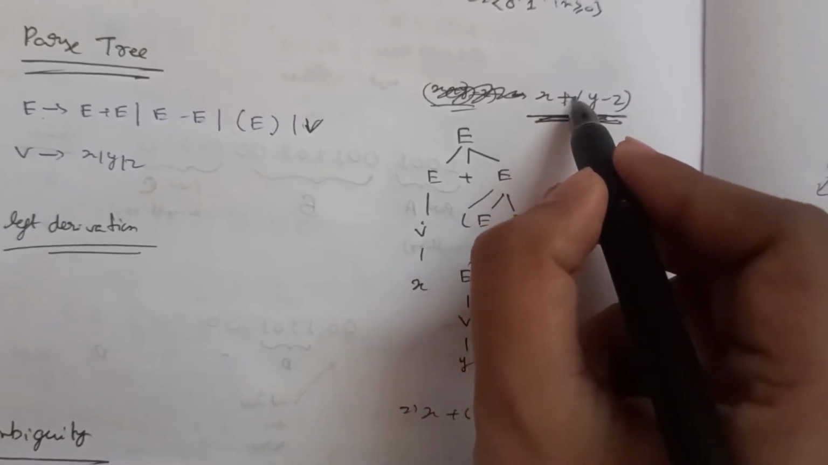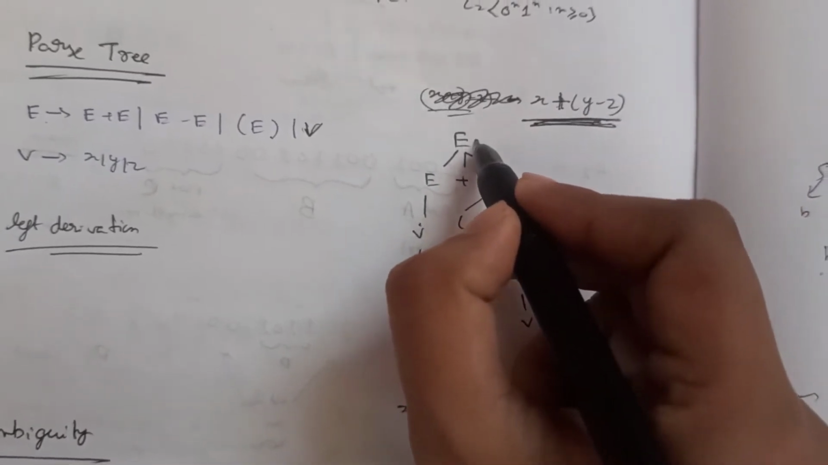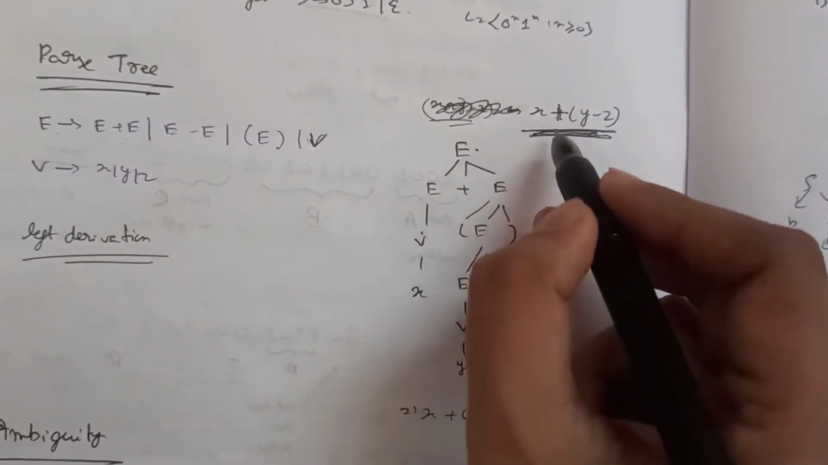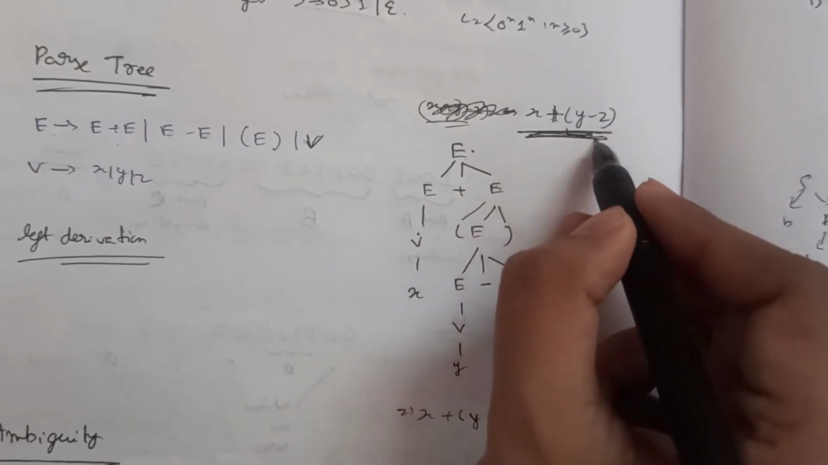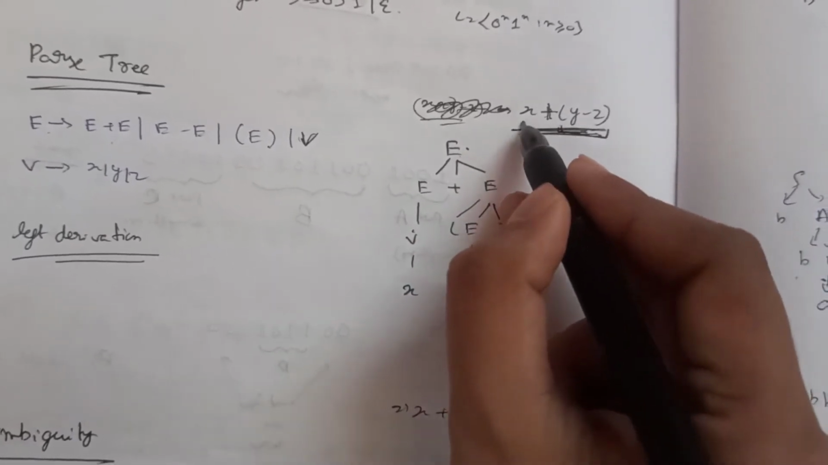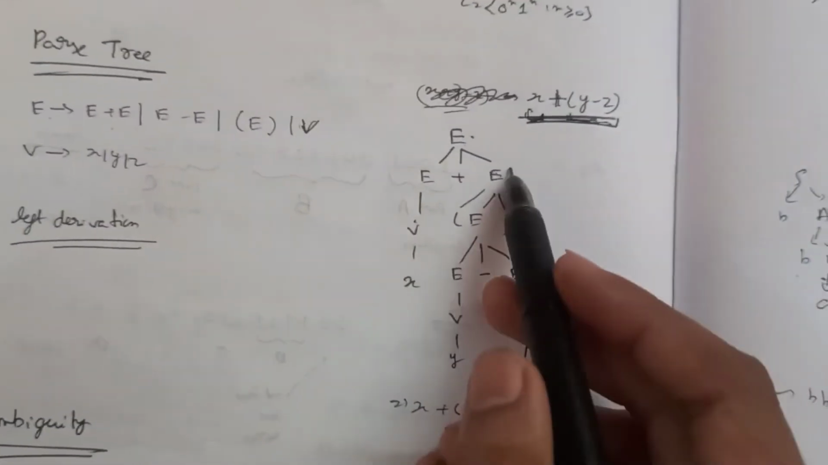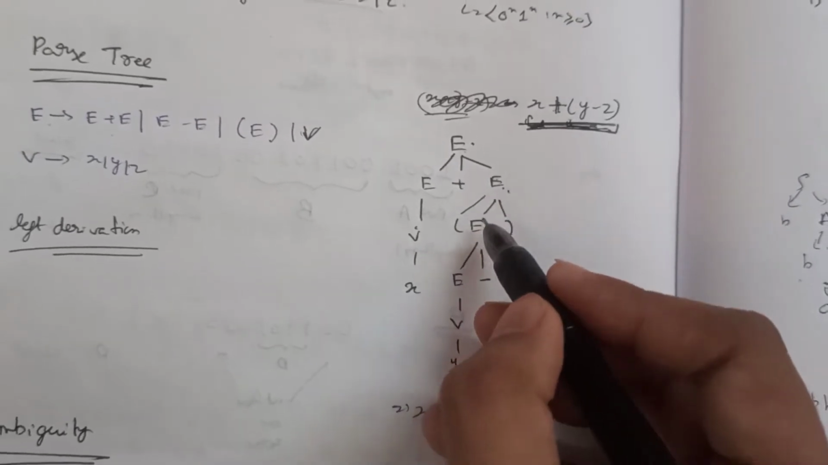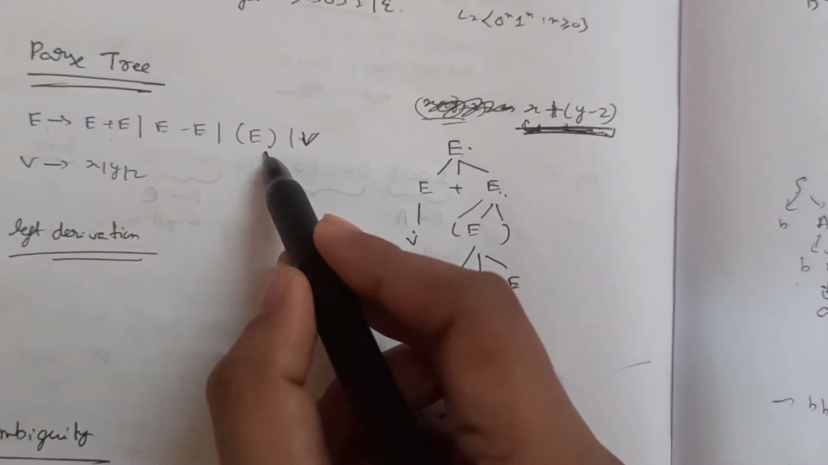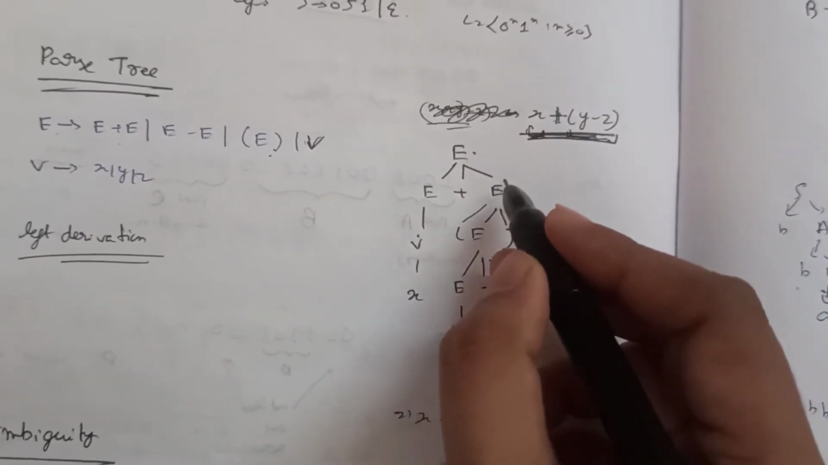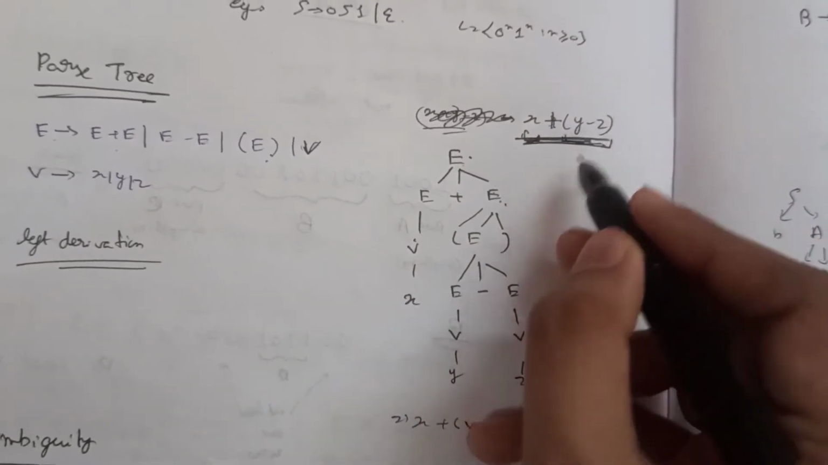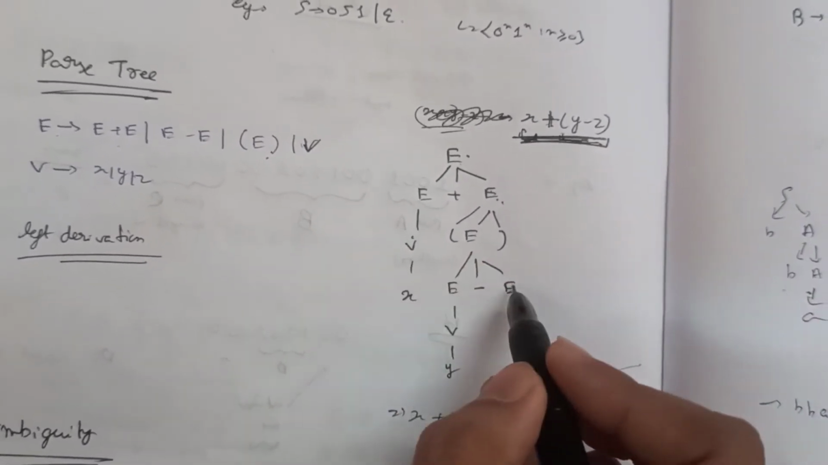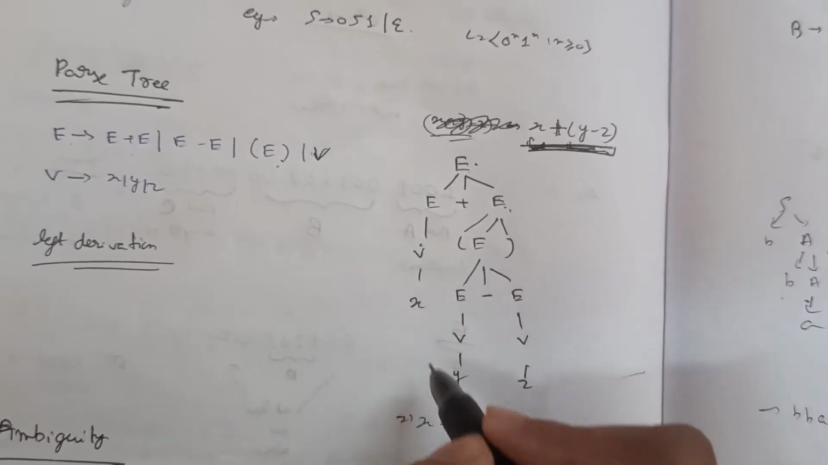First I need to make this plus, so I will make E to E plus E through this production rule. Now I will expand the second E, and the first E is just this x, and the plus is also the plus. So I will now expand the next E, so it will become the E inside brackets, just like this production rule. And now I will again expand the E inside the brackets, and it will be E minus E to make it y minus z. And now all three E's will become V, and from V we will get x, y and z.